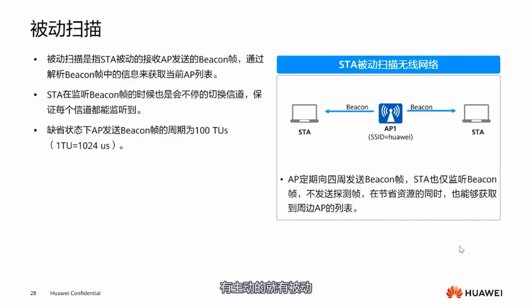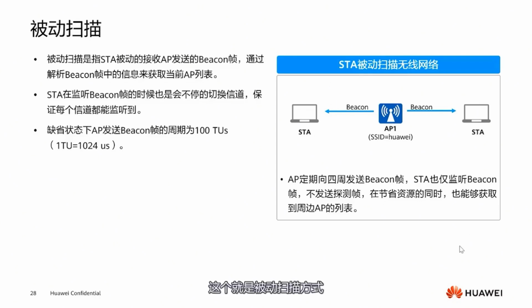In passive scanning, the AP sends a beacon frame to the terminal, and the terminal accepts the information from the AP. After receiving information from the AP, the terminal knows there's no need to send probe requests, thus conserving resources. This is the purpose of the AP sending beacon frames. The AP sends beacon frames at a cycle of 100 TUs, where 1 TU equals 1024 microseconds. This unit is particularly small, hence beacons are sent quite frequently. This is the passive scanning method.